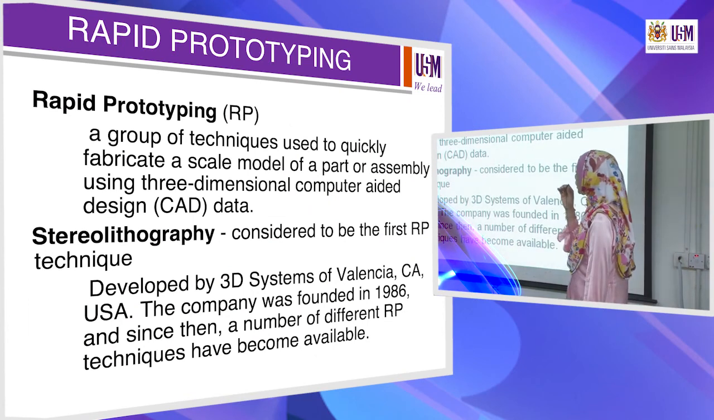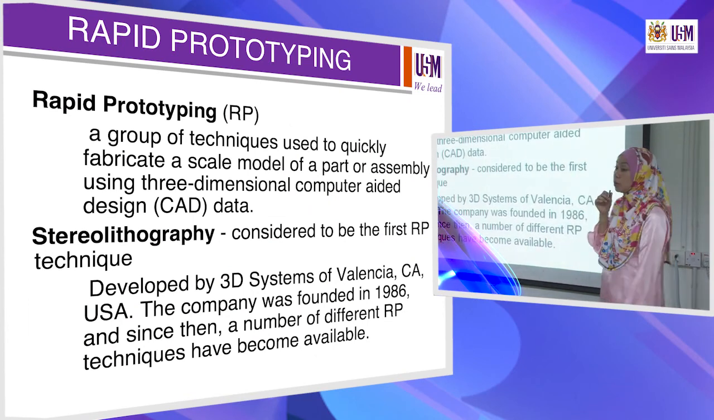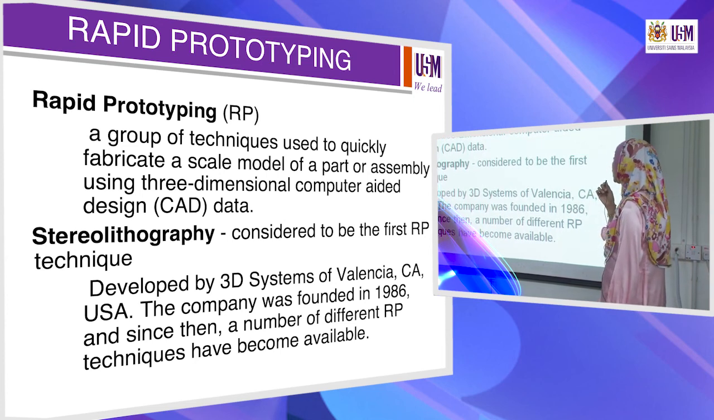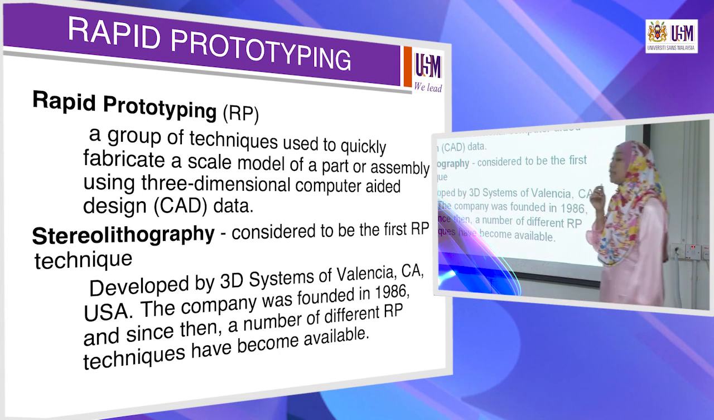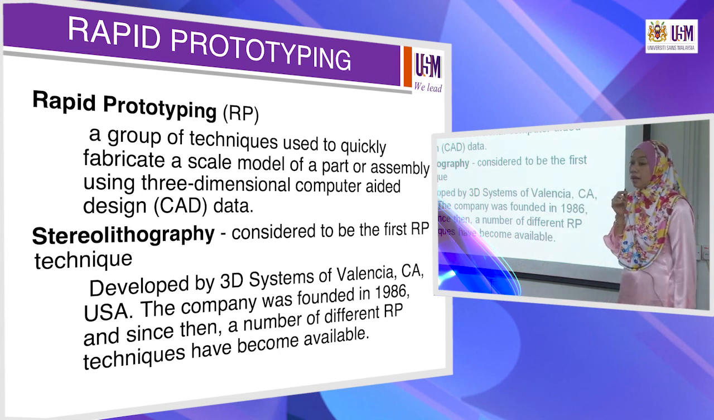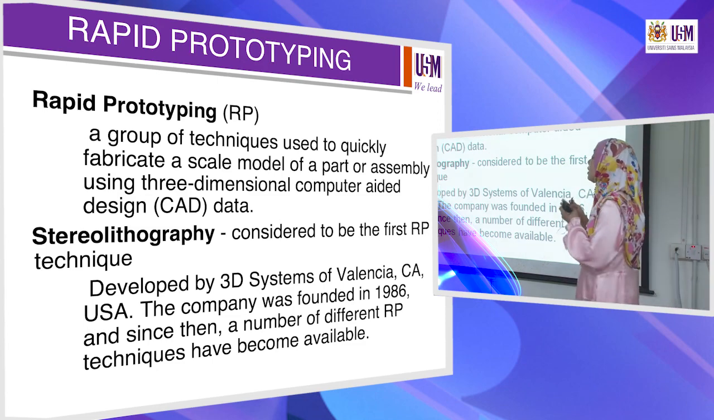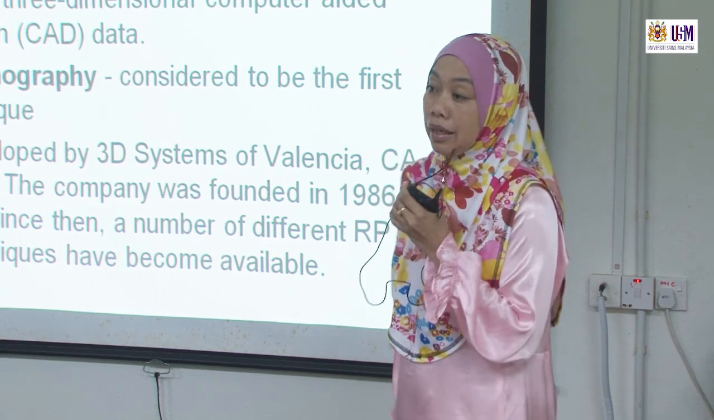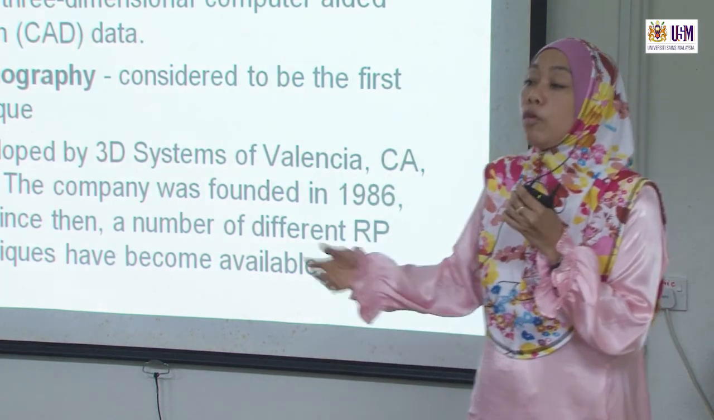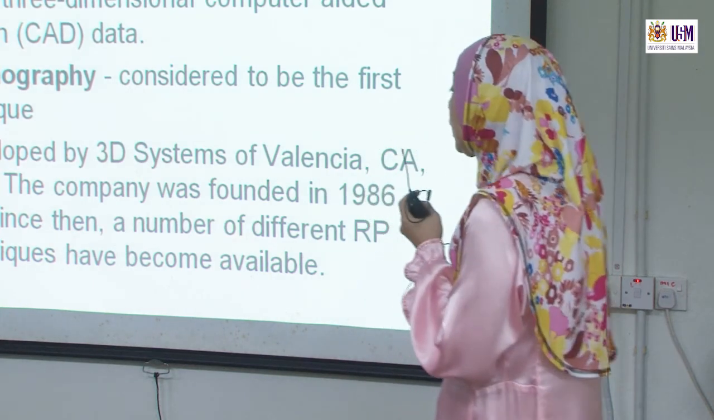Rapid prototyping is a group of techniques used to quickly fabricate a scale model of a part or assembly using three-dimensional computer-aided design CAD data. So that is the usual use of rapid prototyping, in computer CAD or in software engineering and so on.